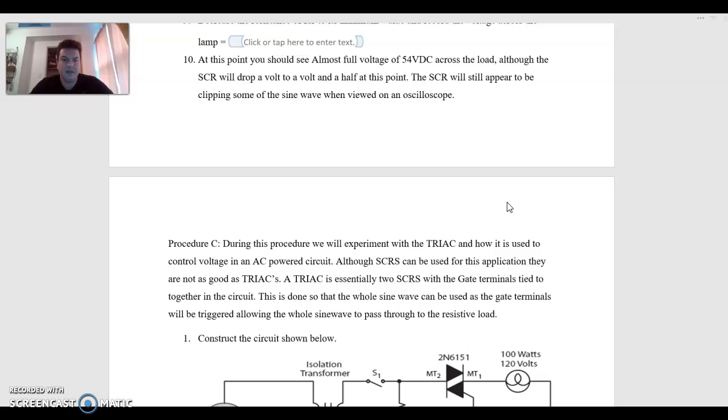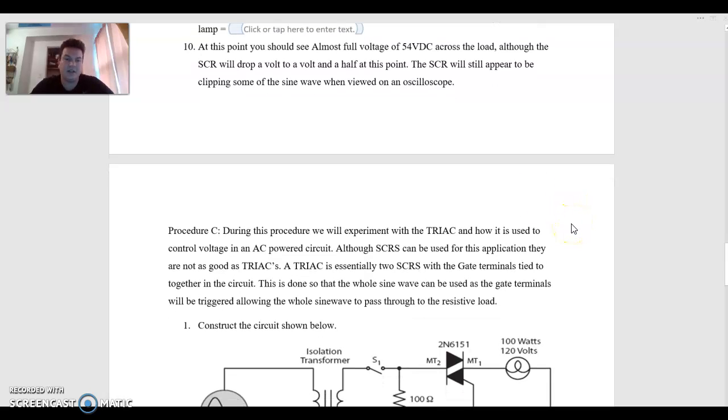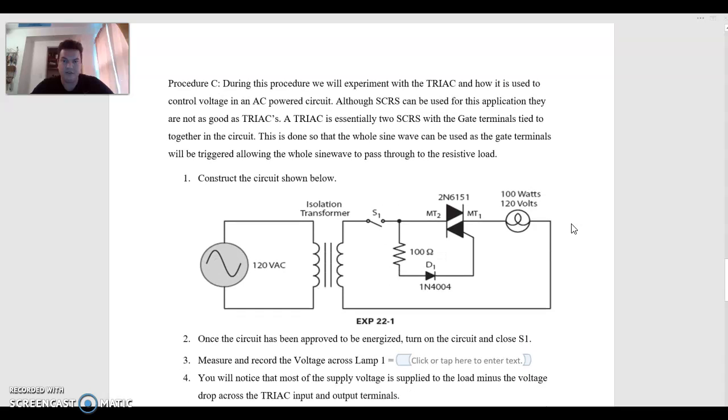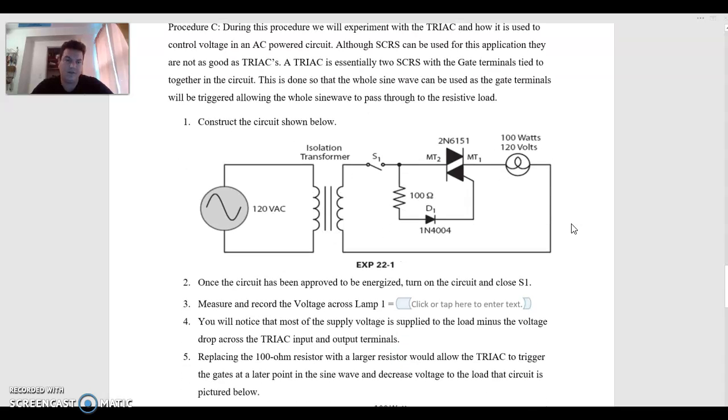In procedure C, we're going to look at the TRIAC operation in an AC circuit. During this procedure, we will experiment with the TRIAC and how it is used to control voltage in an AC powered circuit. Although SCRs can be used for this application, they are not as good as TRIACs. A TRIAC is essentially two SCRs connected in parallel with the gate terminals tied together. This is done so that the whole sine wave can be used, allowing the whole sine wave to pass voltage through to the resistive load or a motor or something of that effect.